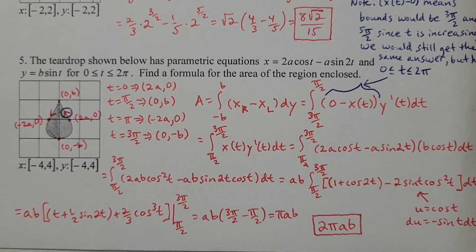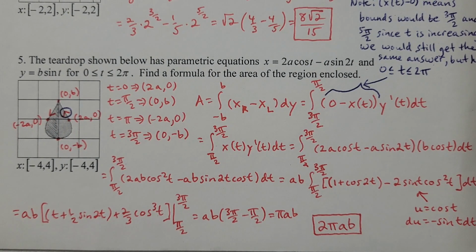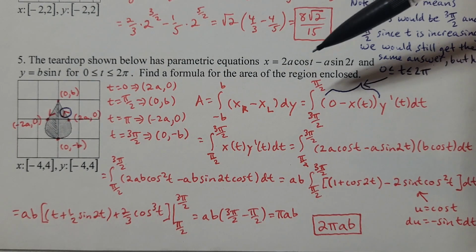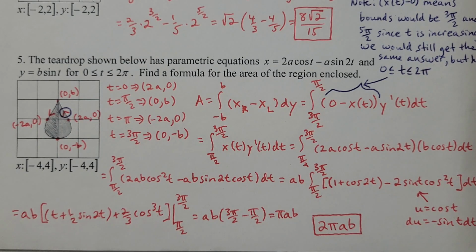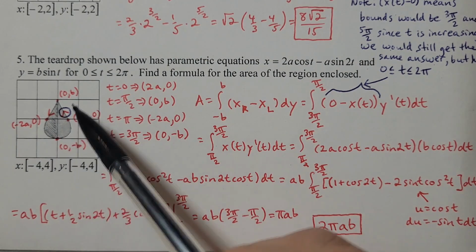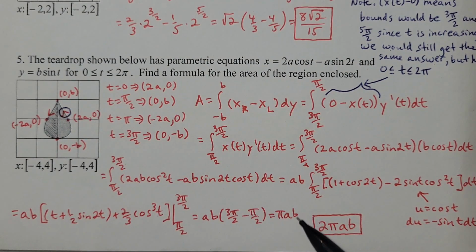It says in problem 5 that the teardrop shown below has parametric equations x equals 2a cosine t minus a sine 2t and y equals b sine t for when t is ranging between 0 and 2 pi. Find a formula for the area of the enclosed region. The way that I'm going to do this problem is to use symmetry. If we take a look at half of the teardrop and then we double our answer, we'll get the entire area of the shaded region.